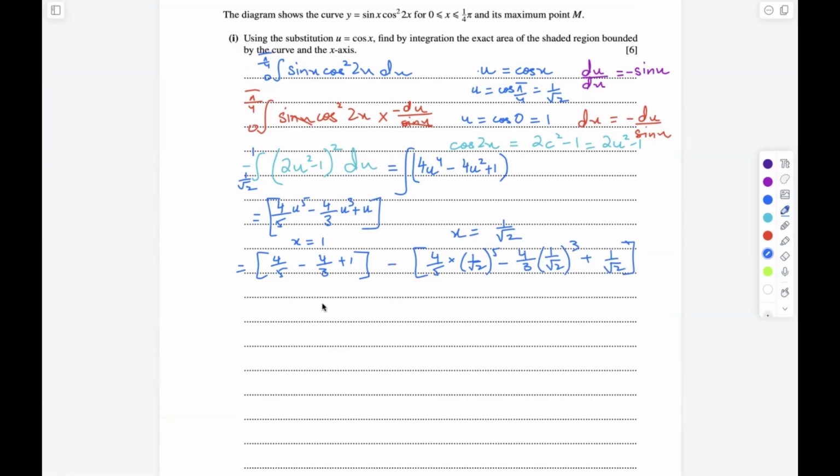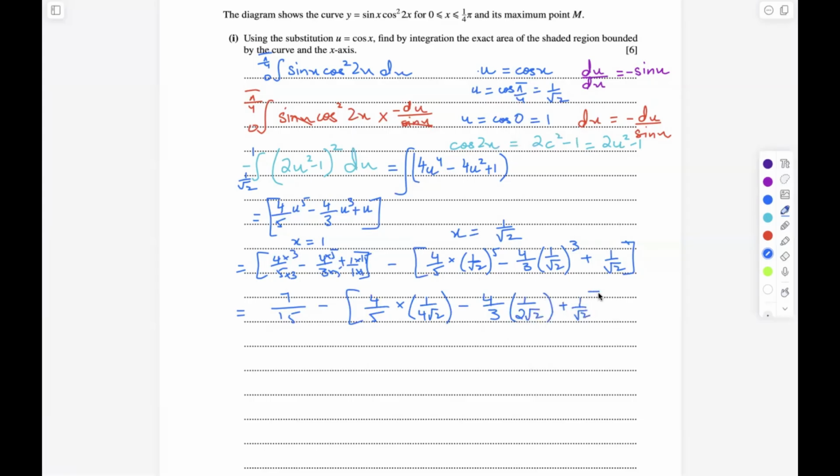So 4 upon 5 minus 4 upon 3 plus 1, when we take the LCM and simplify, the LCM will be 15: this will multiply by 3, this will multiply by 5, and this will multiply by 15. So we'll get 12 minus 20, which is minus 8, plus 15, which is 7. Then 1 upon root 2 to the power 5 will become 1 upon 4 root 2, and 1 upon root 2 whole cubed becomes 1 upon 2 root 2.